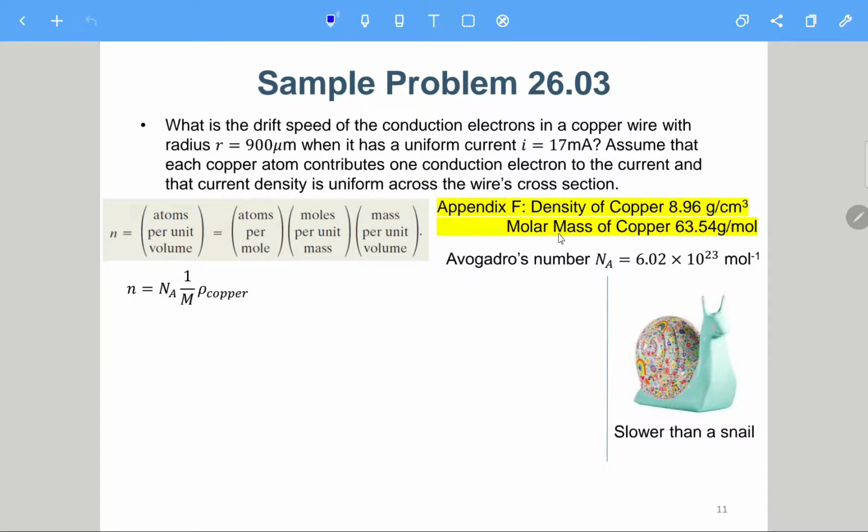So in order to calculate this sample problem, we need some values like the density of the copper, the molar mass of the copper, and also the Avogadro number, 6.02 times 10 to the 23rd, usually used in the chemistry class. So here we make use of this equation. N is the atom per unit volume, which is actually this one.